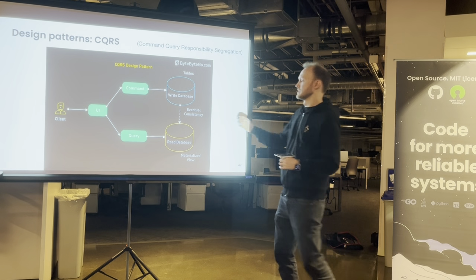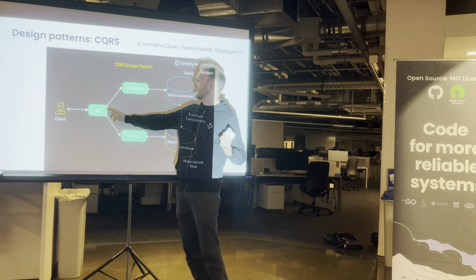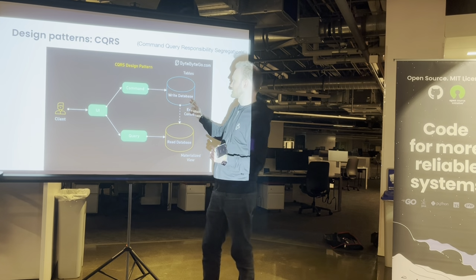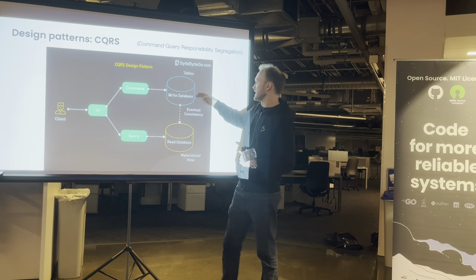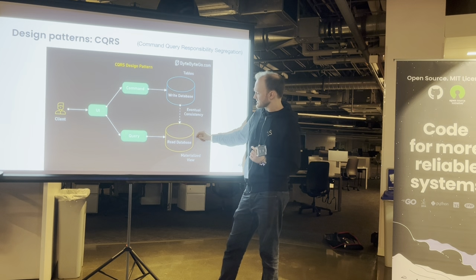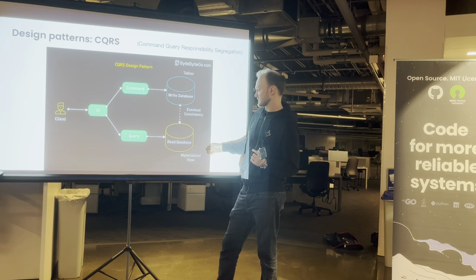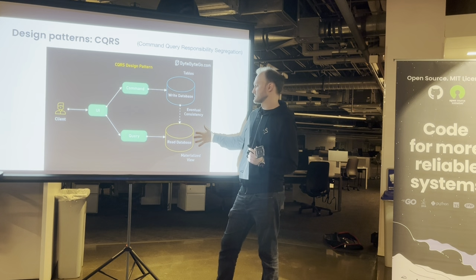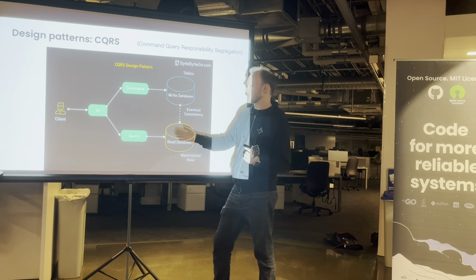It sort of looks like this. Client talks to the UI. UI, if it's a write operation, talks to the command model, which talks to the write database, which eventually gets data into the read database, into a materialized view. Sometimes it could just be a copy, but usually it's denormalized for the sake of read efficiency, query efficiency.